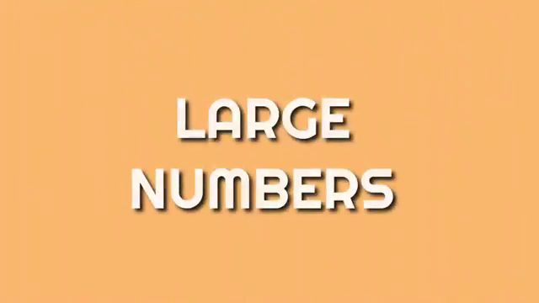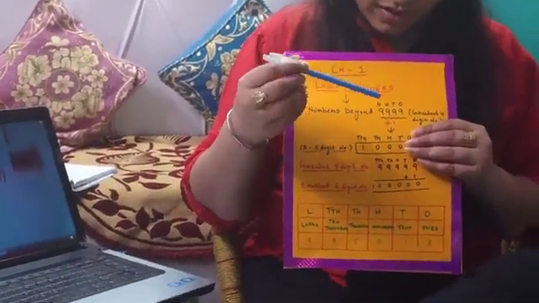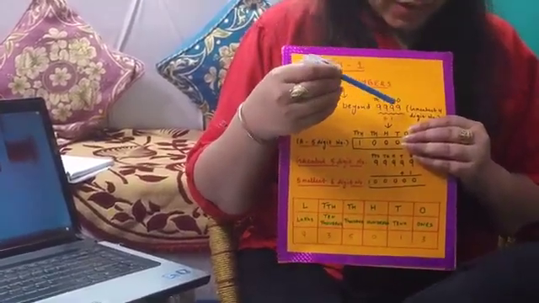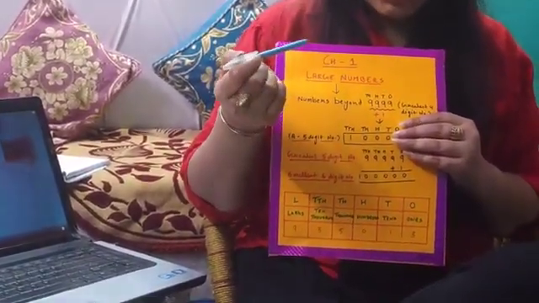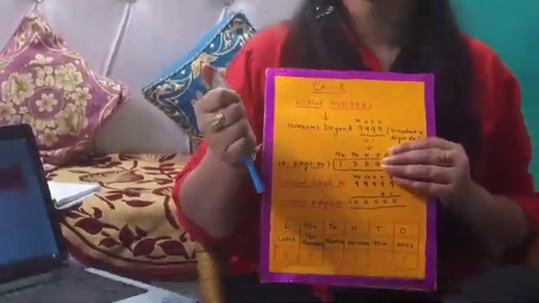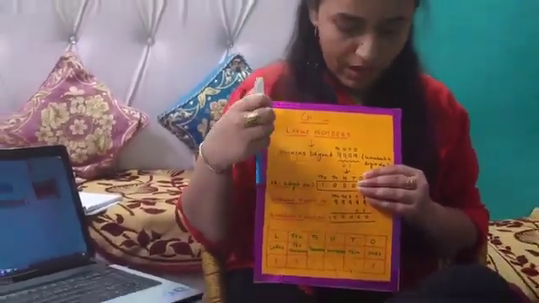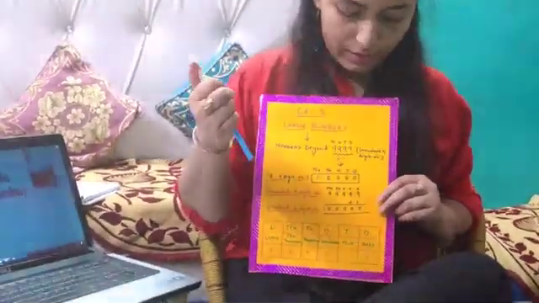So what are large numbers? The numbers that are beyond 9999 are considered as large numbers. Let's see. All of you know that 9999 is the greatest 4-digit number. The numbers that come beyond the 4-digit number are known as large numbers.